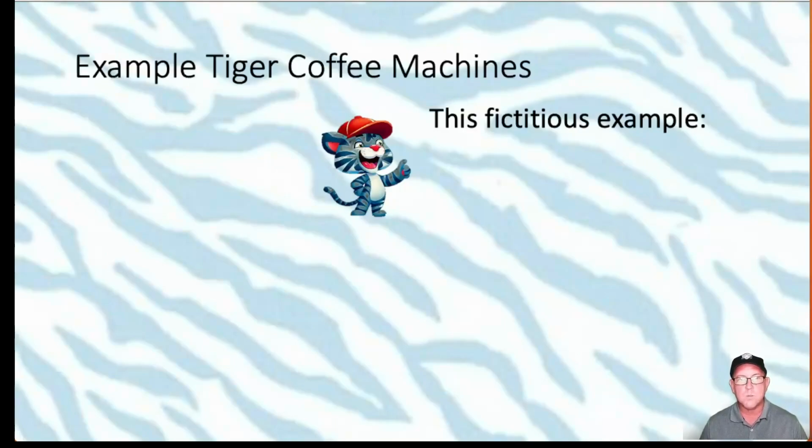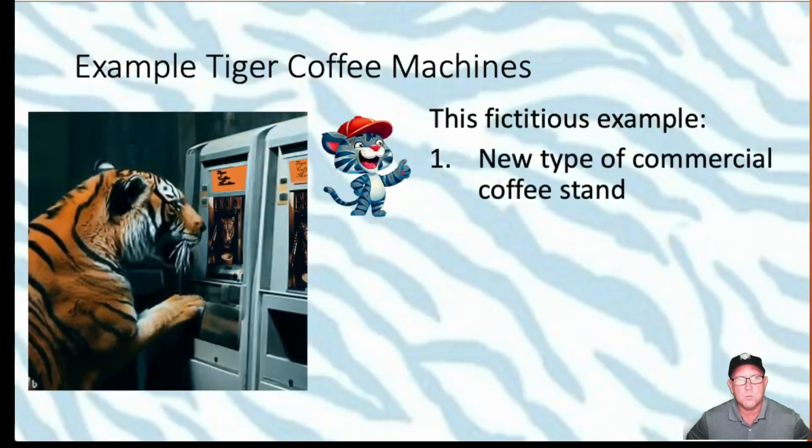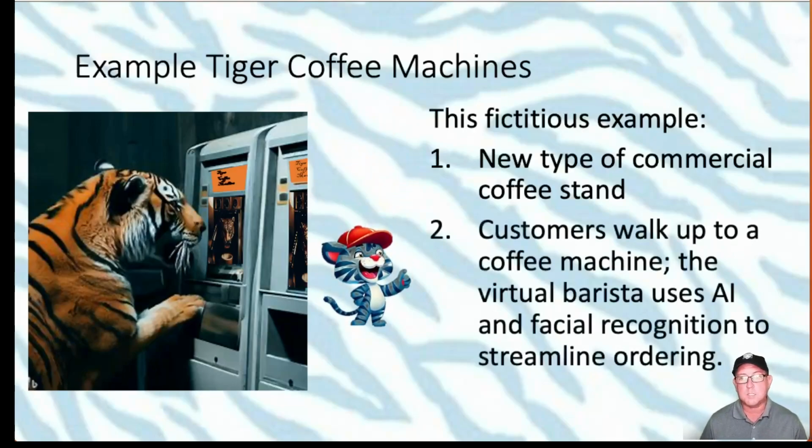Okay, Tigers, now we're going to create an example, and we're going to use this example throughout the course. It is very simplistic, I know, but I think it brings home the point for all the tools and concepts that I'm going to talk about. This is a fictitious example, and what we're doing is we're going to program manage a product and service called Tiger Coffee Machines. It's a new type of commercial coffee stand. What happens is customers walk up to a coffee machine. The virtual barista uses AI and facial recognition to streamline the ordering. All right? Pretty simple, but that's what we're going to use for the rest of the course.